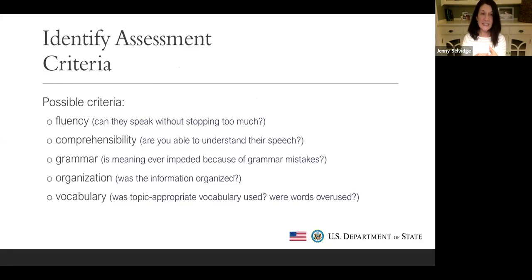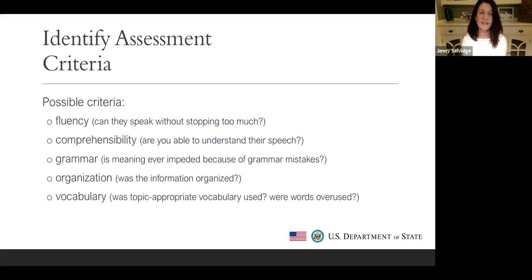The next, I would think about the criteria that I want to use. So these are 5 that I often use. So fluency, meaning can they speak without stopping too much? Or are they stopping a lot because they're trying to retrieve information? Comprehensibility. So within this, you might think of pronunciation.